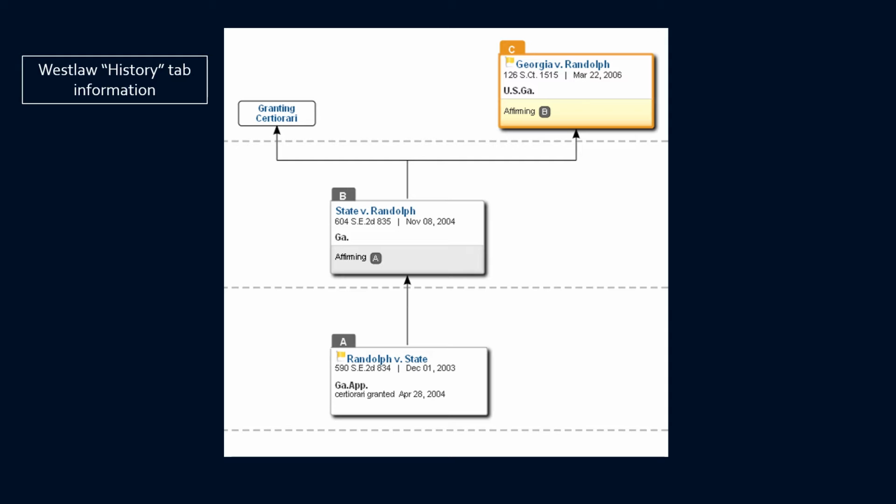Start at the bottom. Here is a citation to the case when it was at the Georgia Court of Appeals. From there, the case was appealed and affirmed by the Georgia Supreme Court. Above that and to the left, there is the citation for when the United States Supreme Court granted certiorari. And then on the right, there is a citation for when the United States Supreme Court affirmed the Georgia Supreme Court.